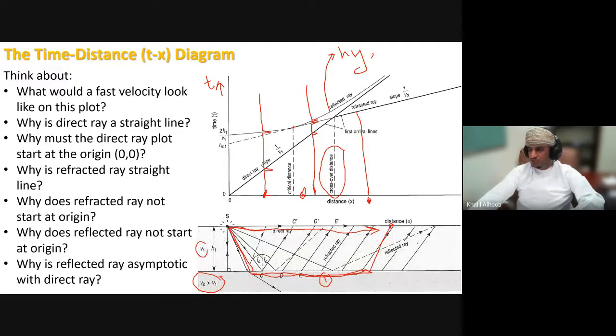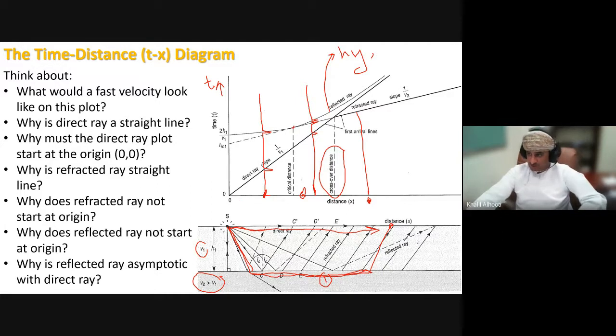The refraction will never start at origin, because refraction needs the critical distance to appear. It will never appear at origin. It needs some distance to start appearing, and that distance is what we call critical distance. It becomes the first to appear after crossover distance. So the reflected and refracted never start at origin.